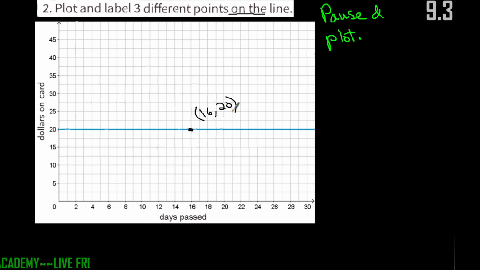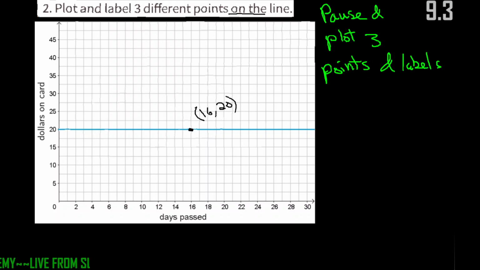So what I want you to do, pause and plot 3 points and label. So pause the video, find that x and y value of 3 points on this line.